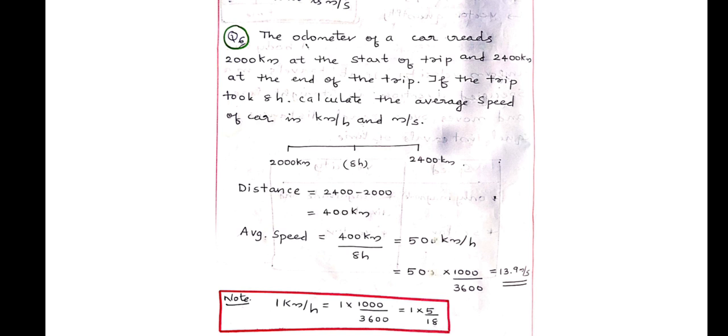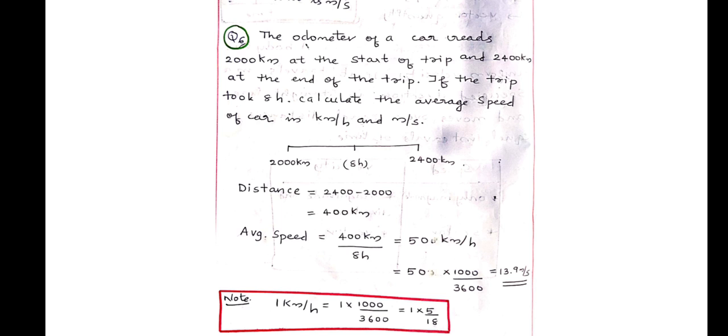Now, what is average speed? Average speed is equal to total distance traveled divided by total time taken. Total distance here is 400 km, and total time taken is 8 hours. That is 400 km by 8 hours, which is equal to 50 km per hour.